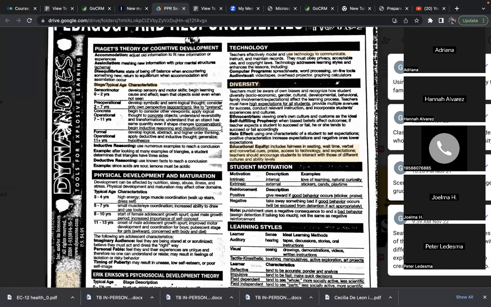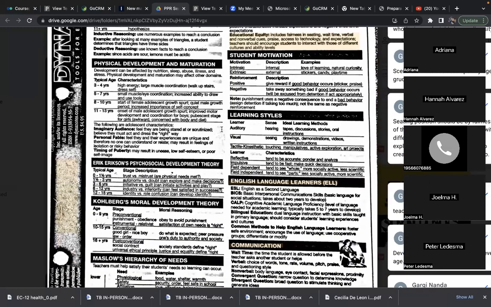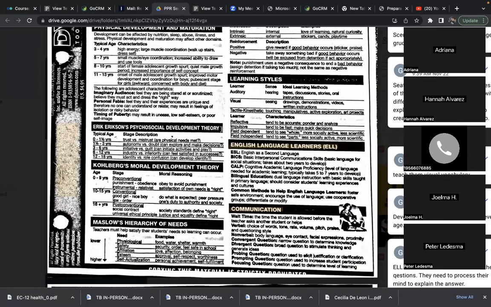How does their brain work? Where is their physical development? Where is their maturation? Morally, psychosocial, and it matters. We plan for differences. We have to help students satisfy needs so that learning can occur. If a student is hungry, they cannot learn. They cannot.